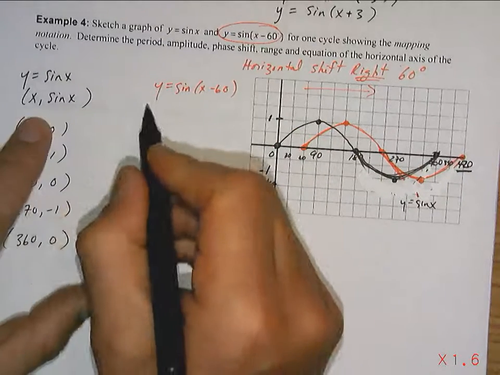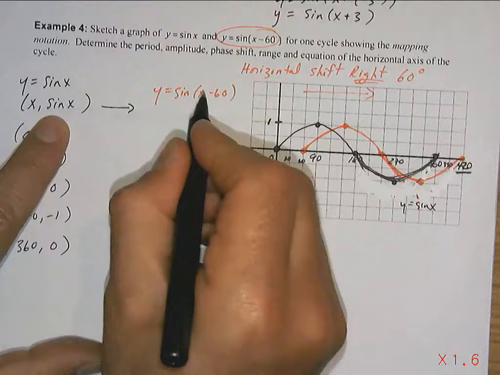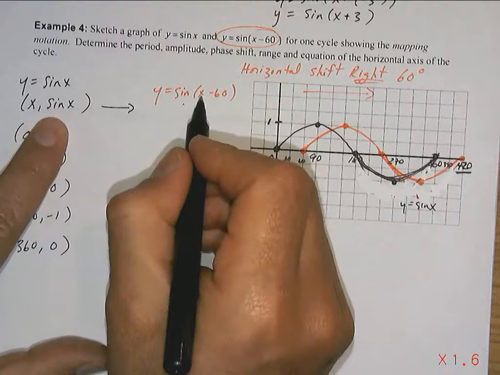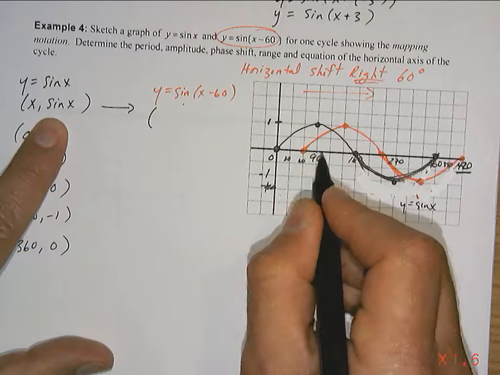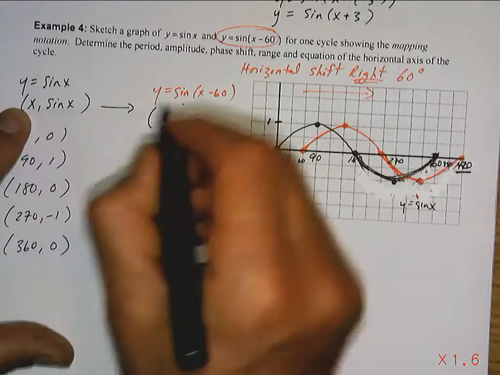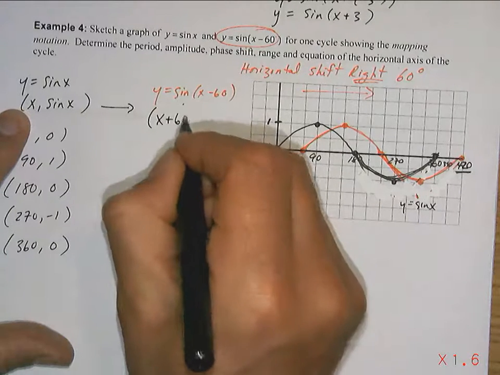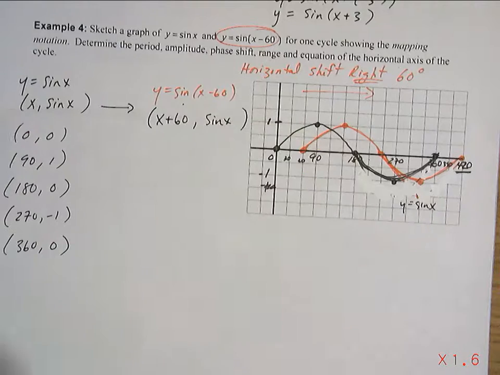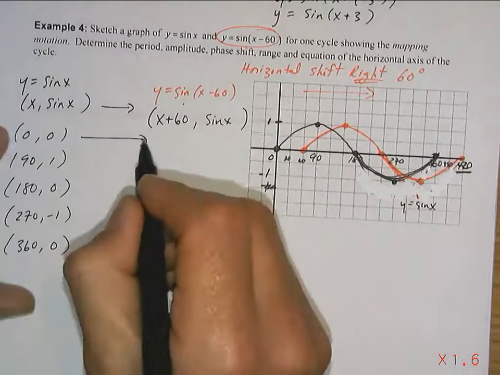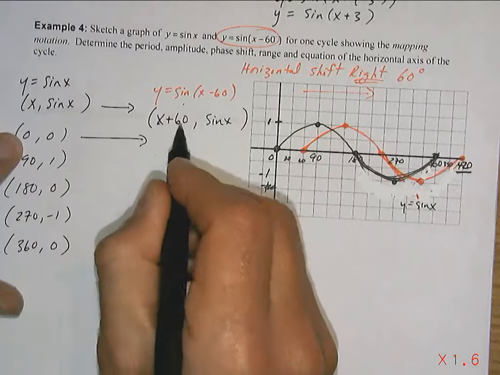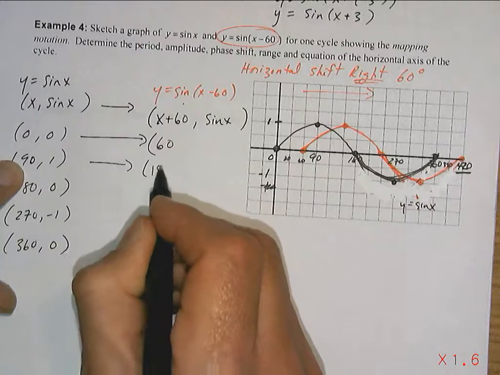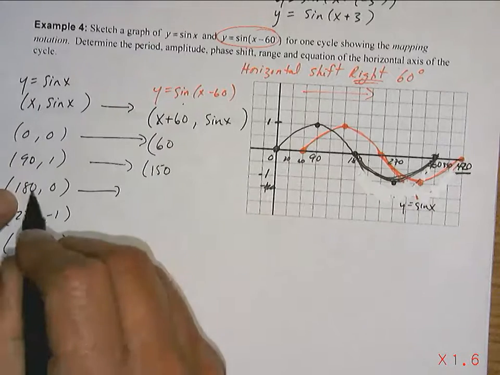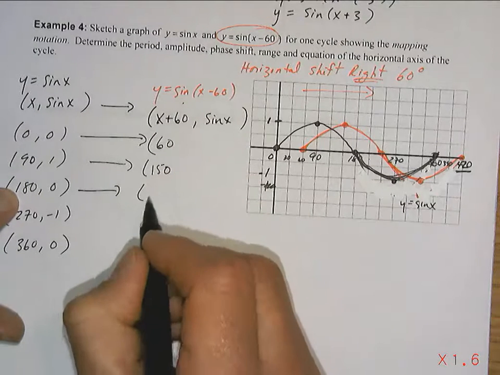Now, let's see what happens with our point notation. Since it's inside the function, it's a horizontal shift to the right. If you're moving to the right, all of my x values got moved to the right. So this is actually x plus 60, sine x. I know that's weird, but you just got to kind of wrap your head around it. So this one goes from 0. 0 plus 60 will be 60. This one is 90. 90 plus 60 is 150. 180 plus 60 is going to be 240.